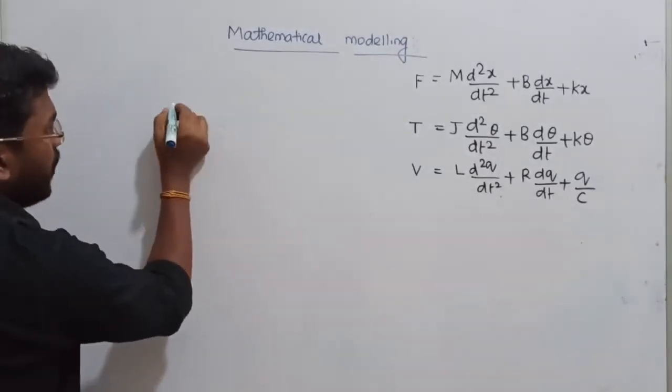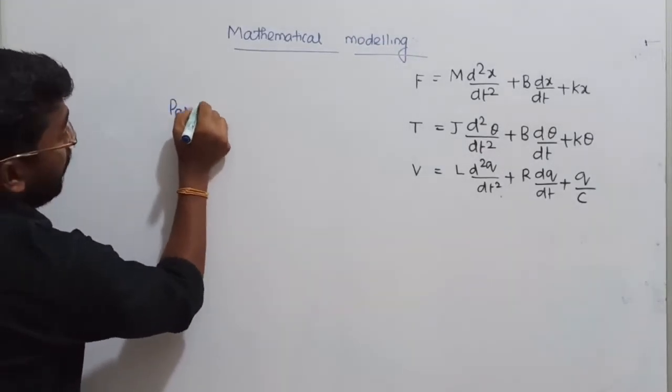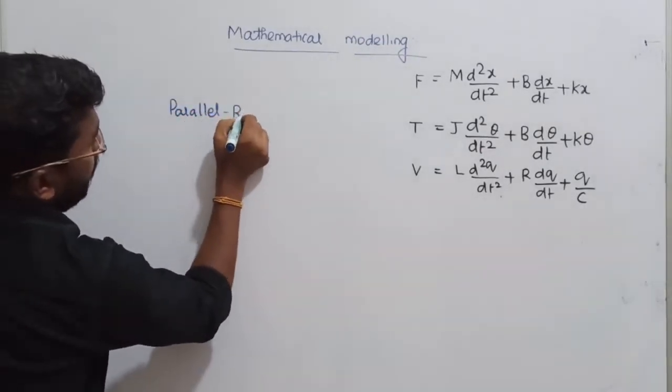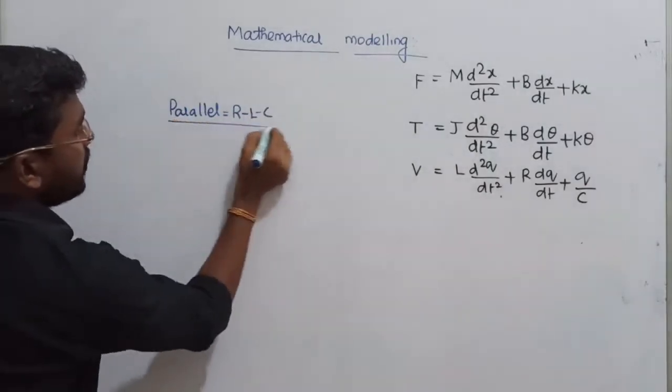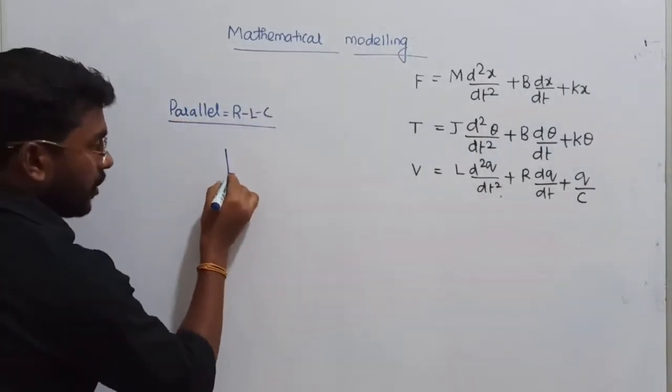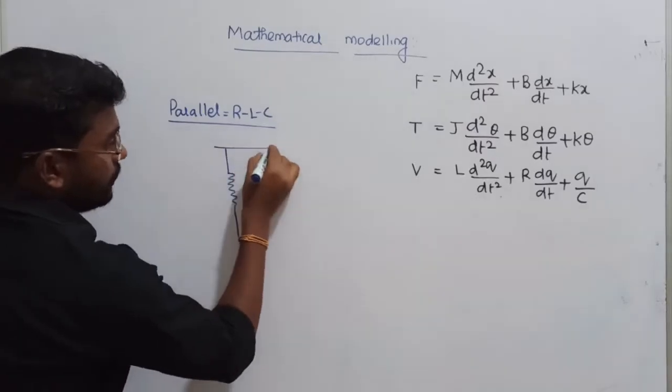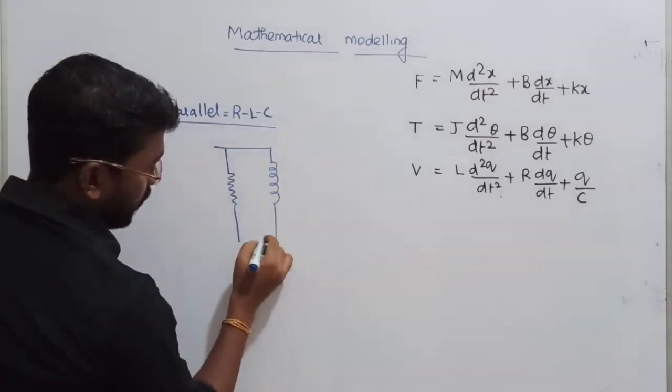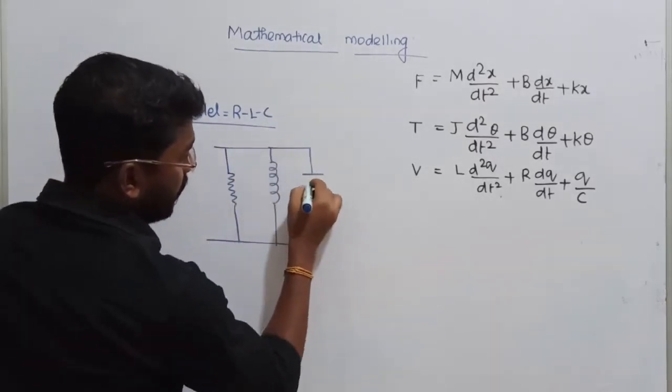Let us see. Finally, we are going to consider the parallel RLC circuit. In case of the parallel RLC circuit, we are going to consider once again the resistor, then we are going to consider the inductor, and then we are going to consider the capacitor.